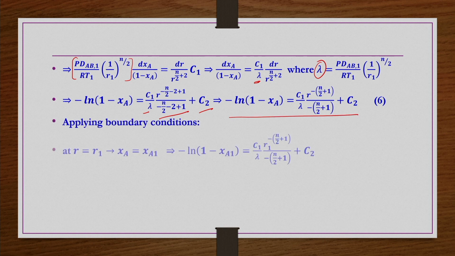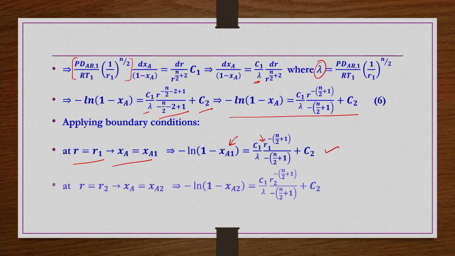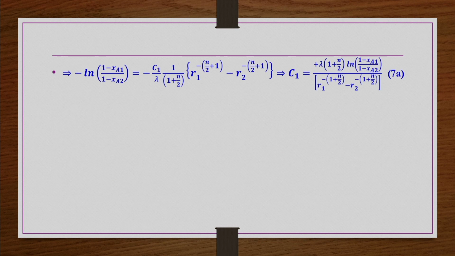Now we have two boundary conditions. At R equals R1, XA equals XA1, so we have this equation: in place of XA we write XA1, in place of R we write R1. The other boundary condition is at R equals R2, XA equals XA2. Same thing here, in place of XA we write XA2, in place of R we write R2, and all other terms are the same. Now if you subtract this equation from this equation, you get an expression for C1, because C2 minus C2 is 0. So this is what you get, and from here you get the C1 expression.